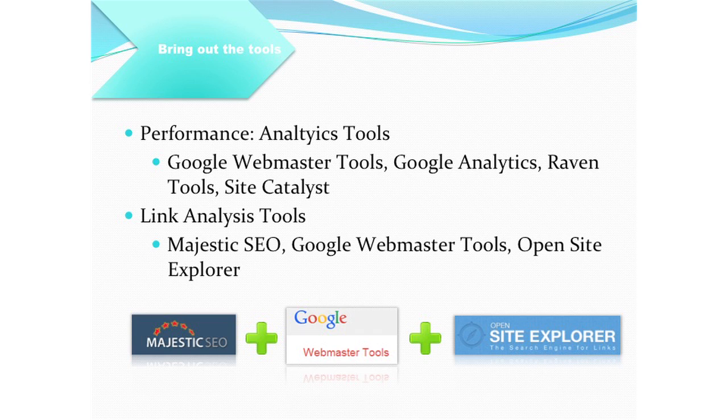We're also going to want to bring out the link analysis tools that we just talked about, which is again Google Webmaster Tools, Majestic SEO, and Open Site Explorer. What I'm going to do now is take you through an introduction of how to use Google Webmaster Tools in terms of assessing a link profile and doing a link analysis. I'll then do the same for Majestic and Open Site Explorer.